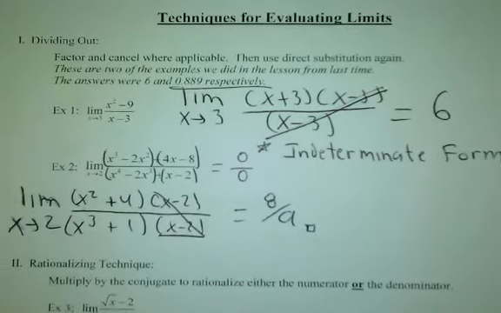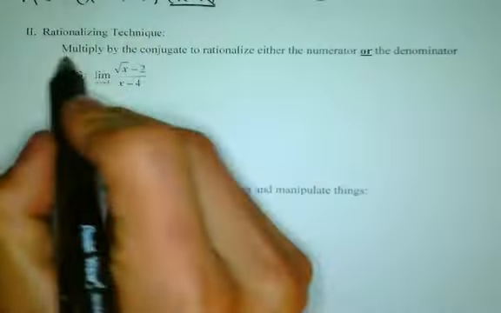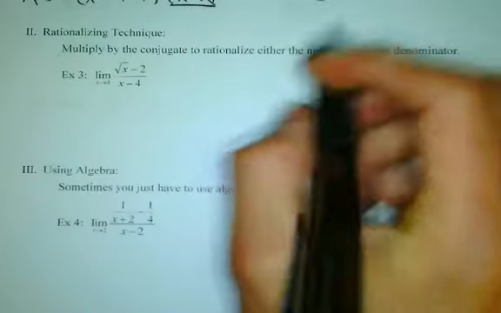Number 2, here's your second technique, which is rationalizing. Rationalizing means to multiply by the conjugate. Do you guys remember what a conjugate is? It's like if it is x minus y, it's x plus y. So it's when you switch the sign in between the two expressions. You are going to multiply by the conjugate to rationalize either the numerator or the denominator.